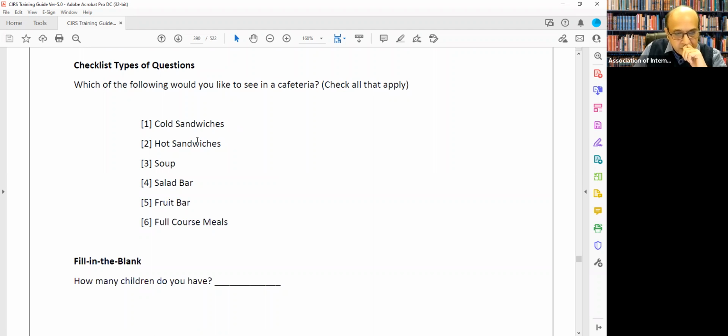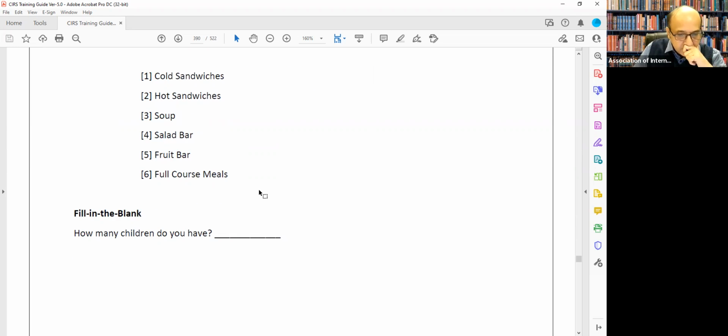Checklist type of questions. Which of the following would you like to see in the cafeteria? Whenever checklist questions are set, they have more than one variable, and you give the opportunity for the user, and this is one exception though. The rest of them give respondents the option to select one. But in the checklist, you have multiple options to offer. So if it is multiple options, then use the checklist type of questions.